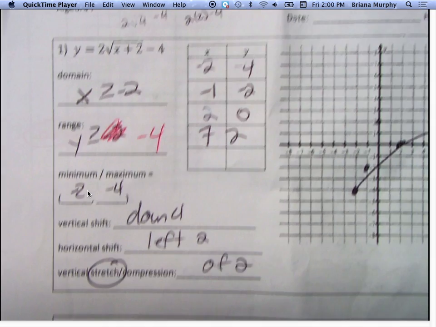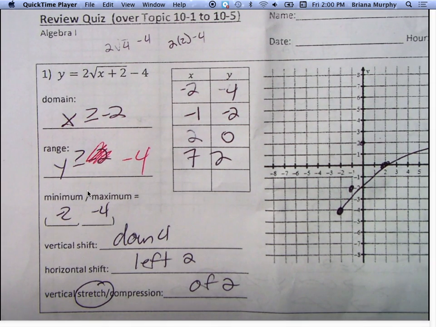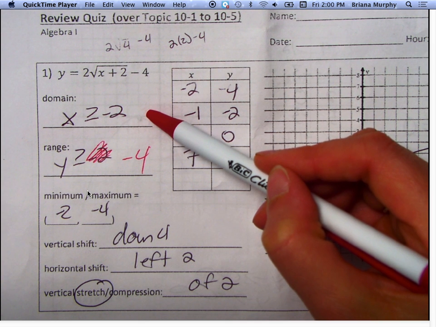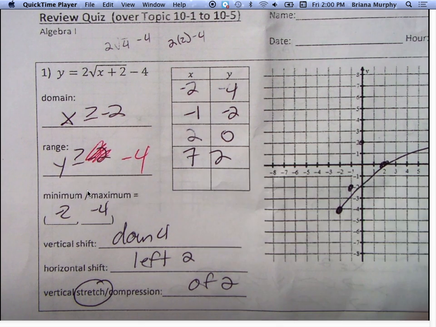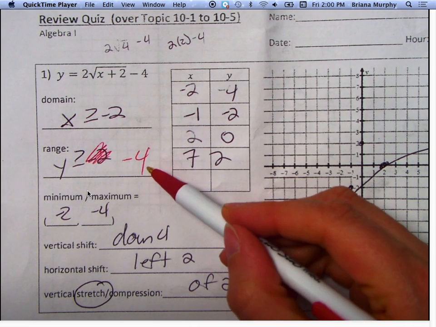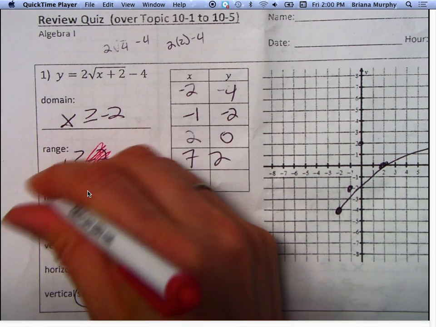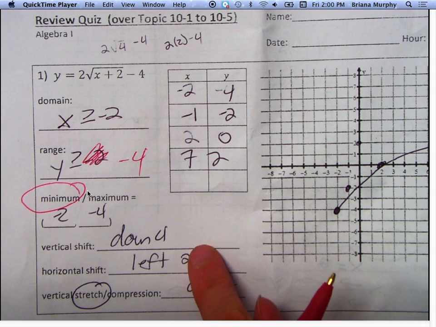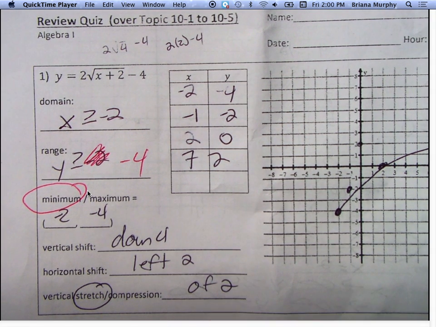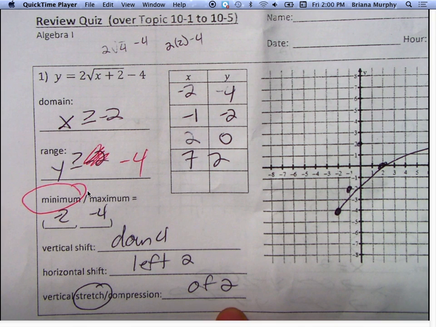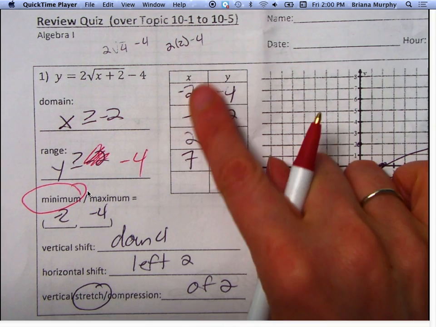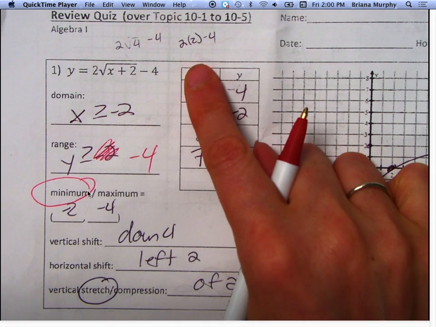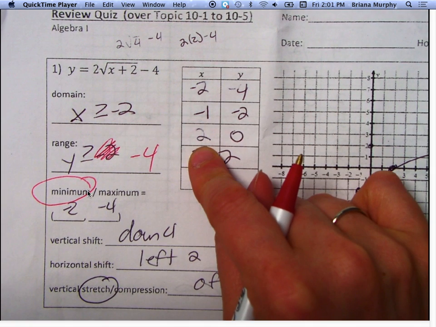Number 1, we should have x is greater than or equal to negative 2 as the domain. Range, y is greater than or equal to negative 4. My minimum is negative 2, negative 4. I went down 4, left 2. I have a stretch of 2. I am looking that you have a table and a graph. And I'm going to give you your x values for your quiz, for all of them.